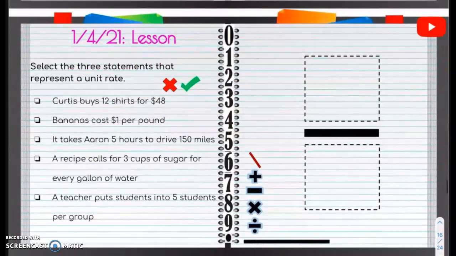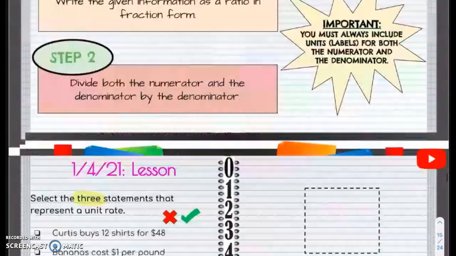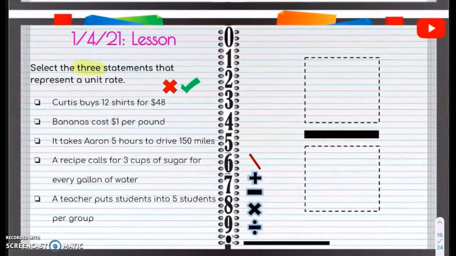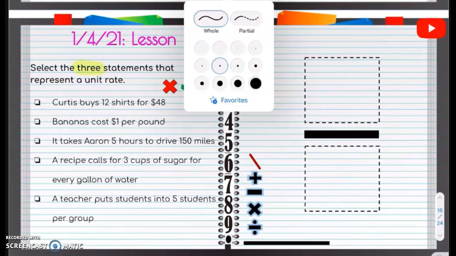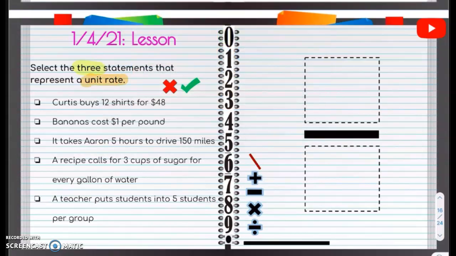So when we take a look at our lesson, we have a bunch of different scenarios. So it says select 3 statements. So first of all, notice it says 3. We're going to be choosing 3 of them. So 3 statements that represent a unit rate. So a unit rate means we're going to have that fraction of 1. Remember, it's always going to have a denominator of 1. A unit rate is going to have a denominator of 1.